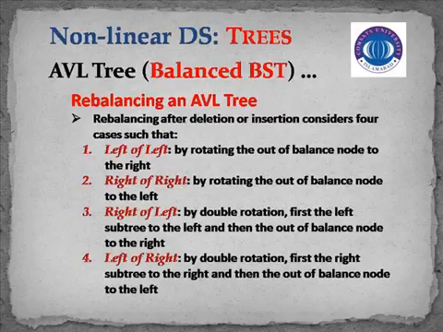The right of left case performs the rebalancing by double rotation such that first the left subtree is rotated to the left, and then the out of balance node is rotated to the right. Finally, the left of right case performs the rebalancing by double rotation such that first the right subtree is rotated to the right, and then the out of balance node is rotated to the left.